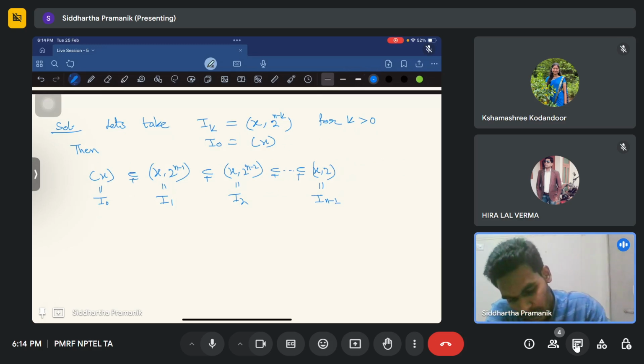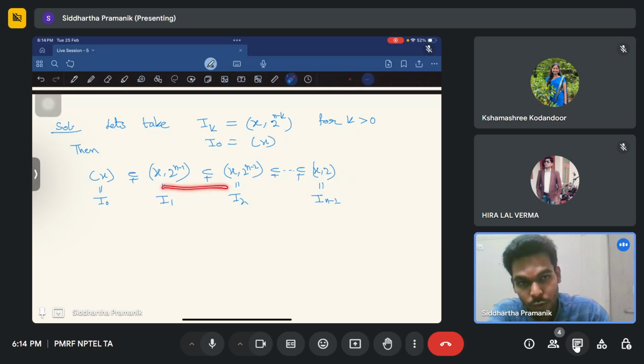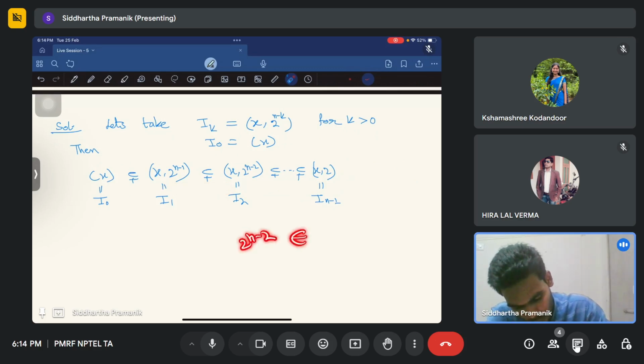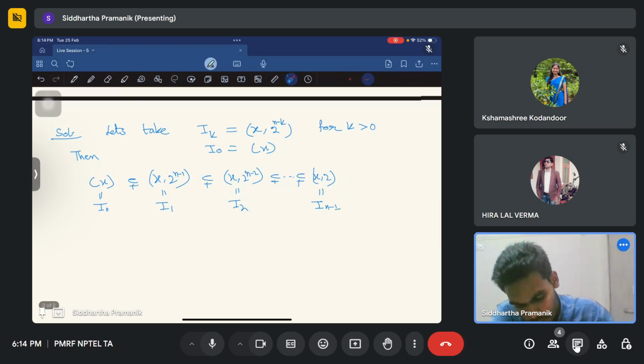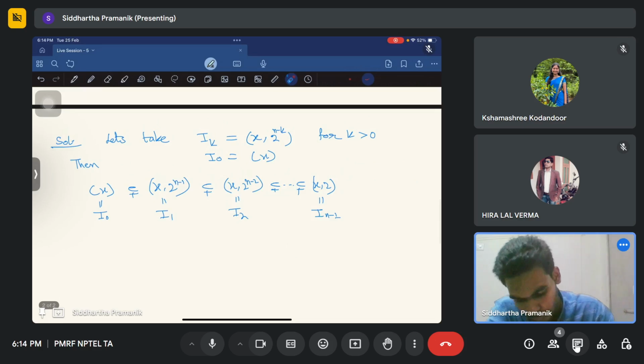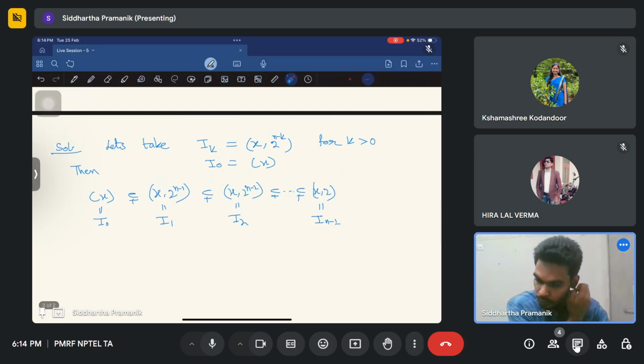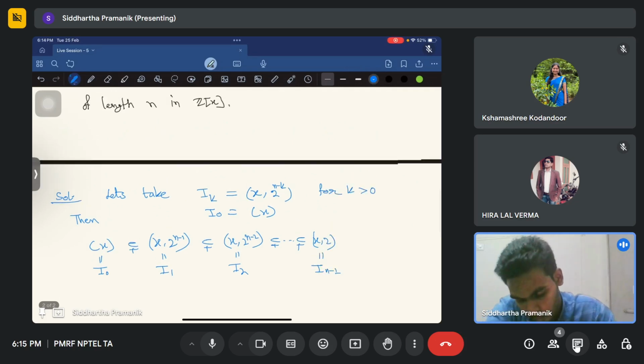So this containment is proper, so these two cannot be equal, that you can check, because 2^(n-2) cannot belong to the ideal generated by (x, 2^(n-1)). This is something you can check by contradiction, and this will give you the example. So I hope this is okay.